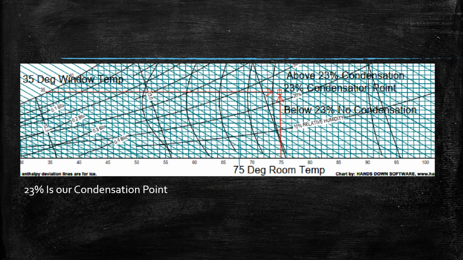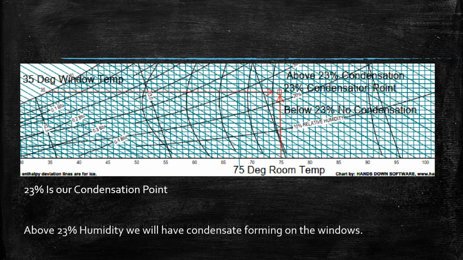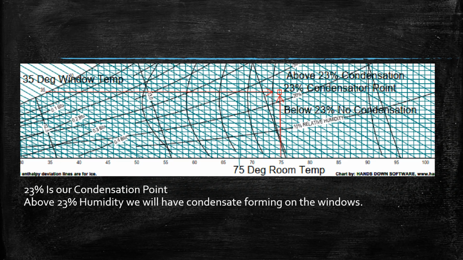So on our psychrometric chart, 23% humidity is our condensation point. Above 23% humidity, we will have condensate forming on the windows. Below 23% humidity, we will have dry windows.